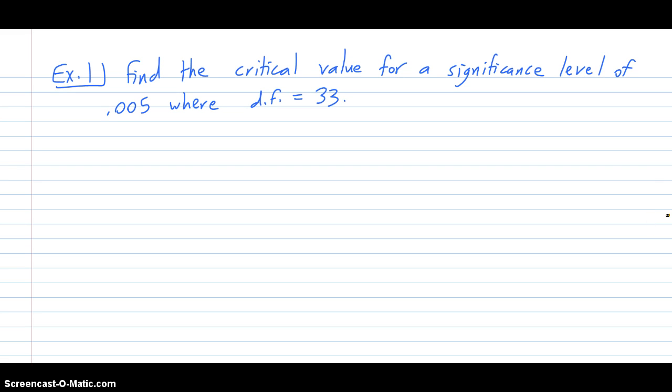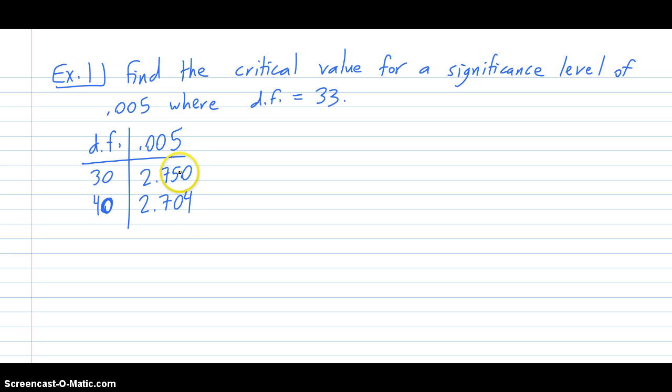Find the critical value for a significance level of 0.005 where the degree of freedom is 33. A quick scan of your table shows you that on our table we have a degree of freedom of 30 and then it jumps to 40. We don't actually have a 33, right? Let's see, what are the values there for 0.005? With a degree of freedom of 30, 0.005 gives you a critical value of 2.750. And 40 gives you 2.704. One thing you should notice about these critical values is they're decreasing, right? 2.750 is bigger than 2.704.